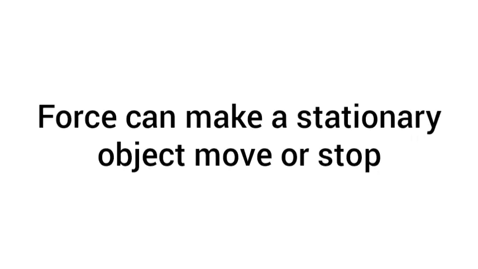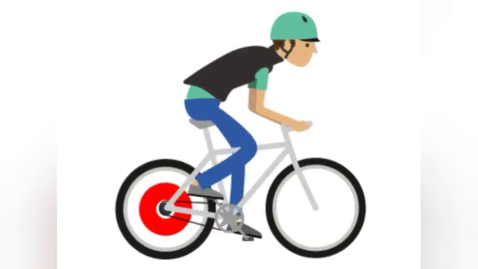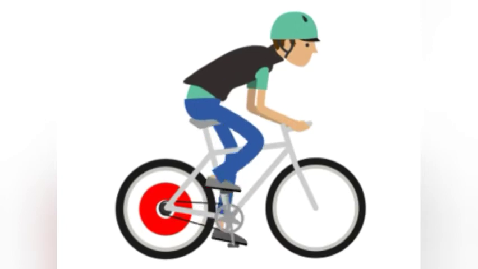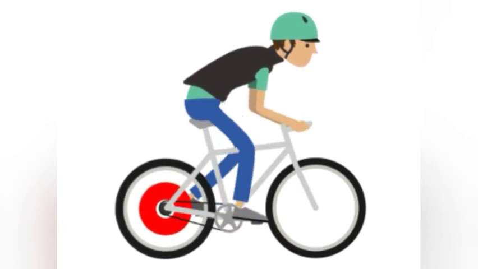Okay, now let's discuss the effects of force. Number 1, force can make a stationary object move or stop. When a force is applied to an object at rest, it begins to move. For example, by pushing a car or pulling a trolley, the car or the trolley begins to move. Similarly, when a force is applied on a moving object, it tends to stop or slow down its motion. For example, a moving cycle can be stopped by applying brakes.